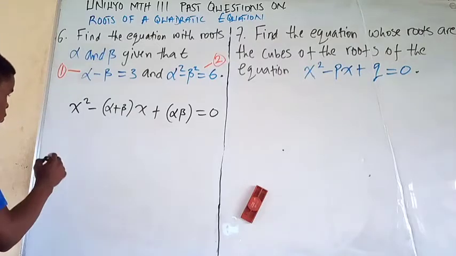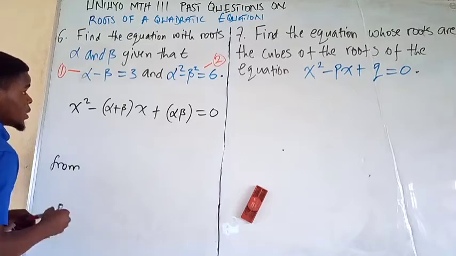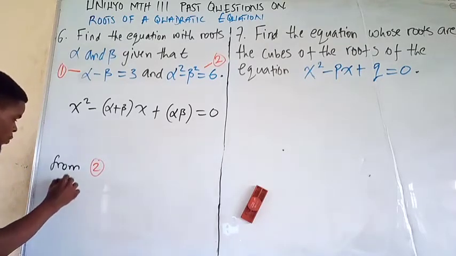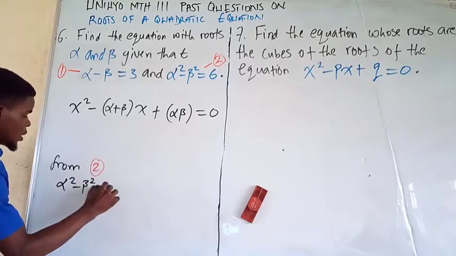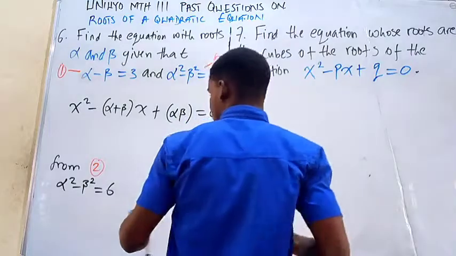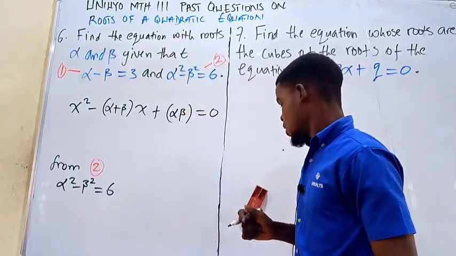Now from 2, I see that alpha squared minus beta squared is 6. So from the second equation, we can see that alpha squared minus beta squared is 6.